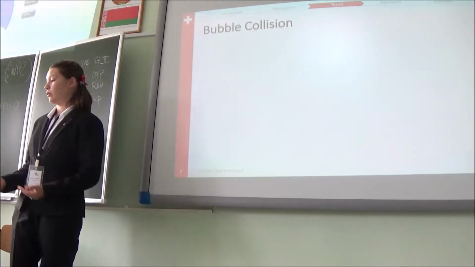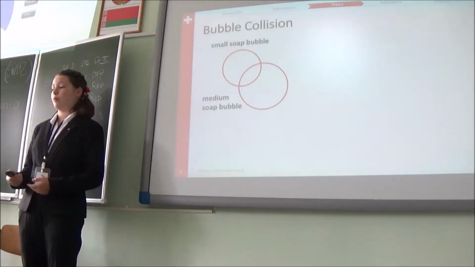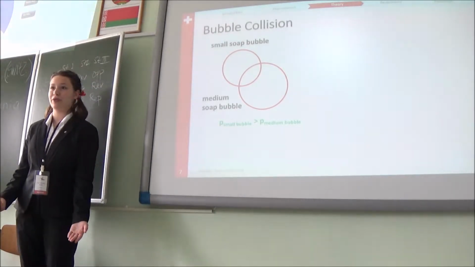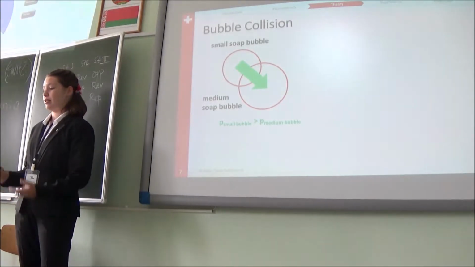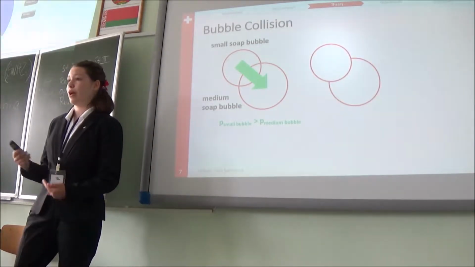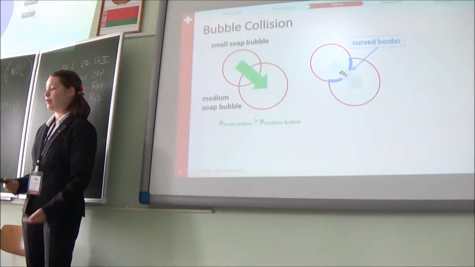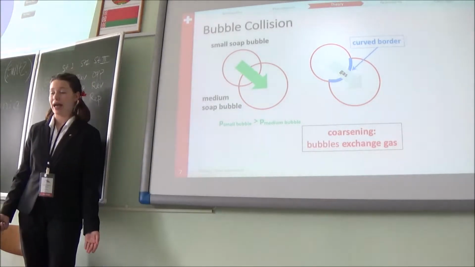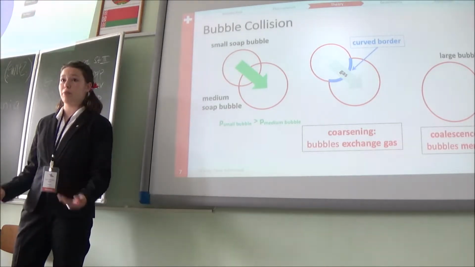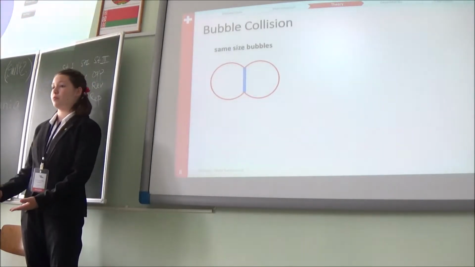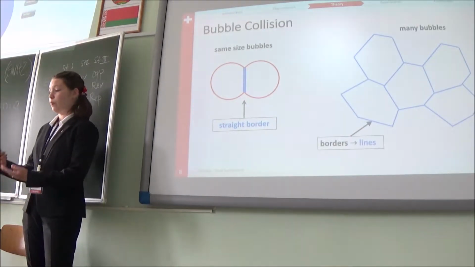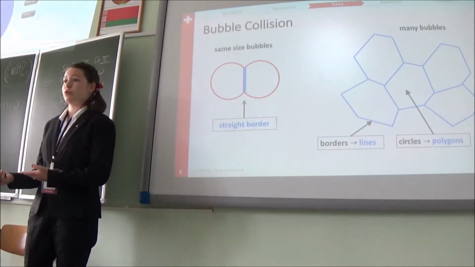So if we look at bubble collision, we have a small bubble and a medium bubble, and so the pressure in the small bubble is larger than the pressure in the medium bubble, which means that the small bubble will press into the medium bubble, and so we have a curved border where gas can go through, and this is called coarsening when bubbles exchange gas. Now, then we have a large bubble finally, they should merge, and that is called coalescence when the bubbles merge. Now, if two same-sized bubbles collide, they will form a straight border, and if we look at many bubbles, we have the borders that turn into lines, and the circles which turn into polygons.